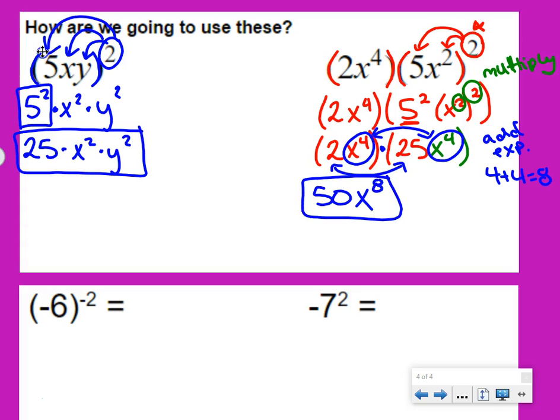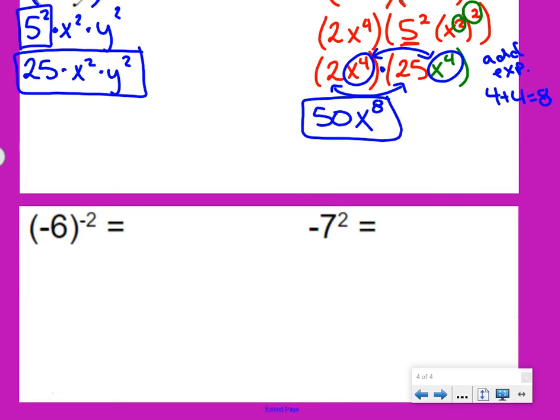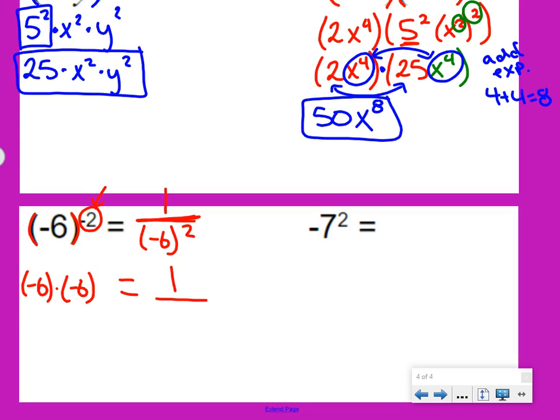So we just have to make sure we're keeping all of our rules straight. Lastly, we have some work with negatives. Here we have -6 in parentheses taken to the negative second power, which remember we just rewrite as 1 over the base taken to now a positive power. So it's really just changing that power to positive once you make it 1 over. So then we have 1 over (-6) squared. That means -6 times -6. Negative times a negative is a positive. 6 times 6 is 36. So this is really 1 over 36.